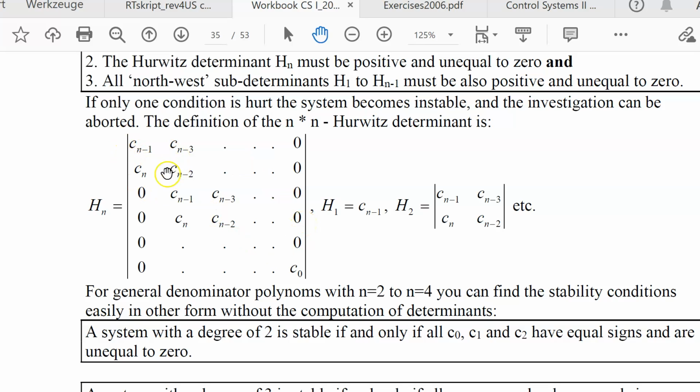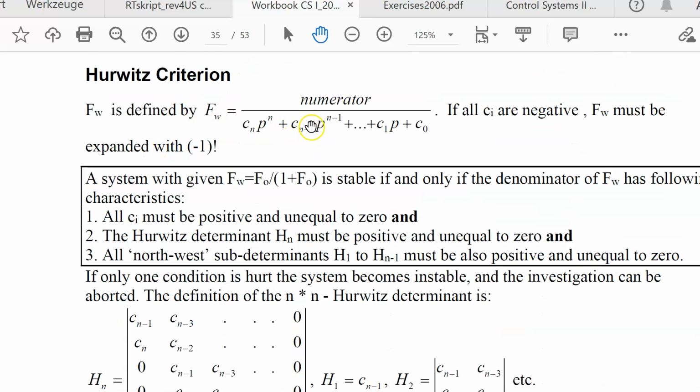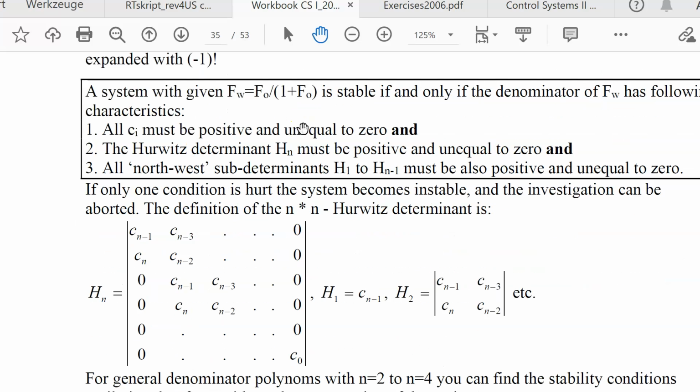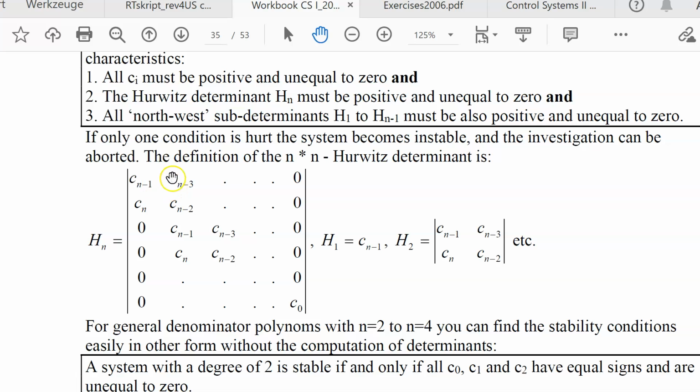The filling law is: start with the top left cell with Cn minus 1. It is the second coefficient, here in this order. Then the next cell Cn minus 3, next cell Cn minus 5, next cell Cn minus 7, and so on. So you see only half of the coefficients are listed here. The other cells, which are left over, are set to 0.